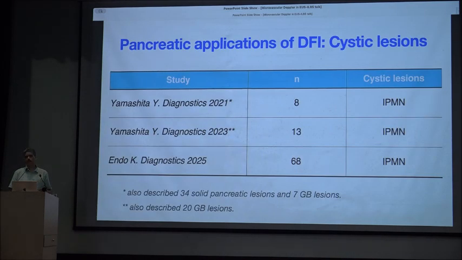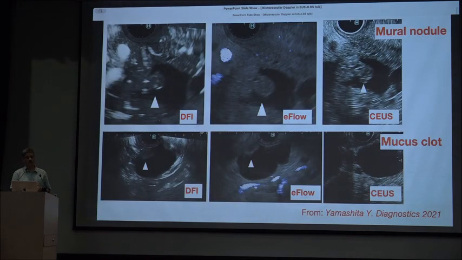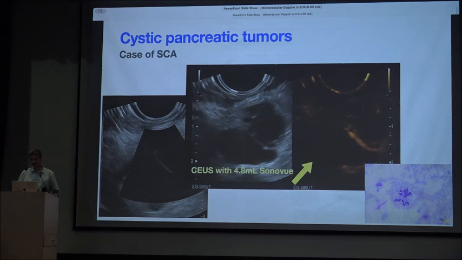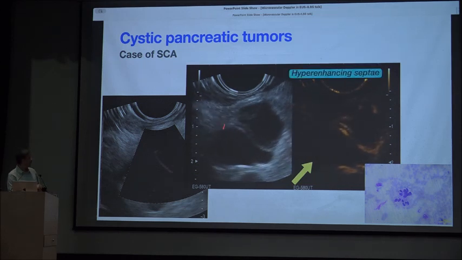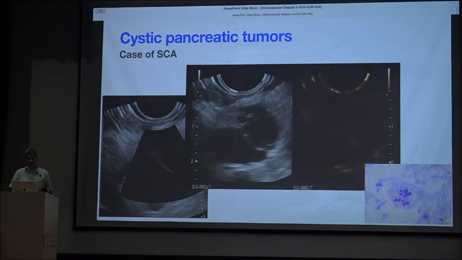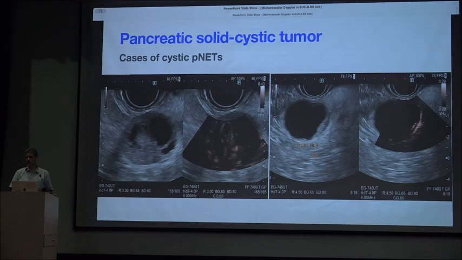Cystic lesions: most of these studies have concentrated on IPMN, the intent being to show vascularity in a mural nodule, and hence say it's a mural nodule and not a mucus clot. That is where all the literature is. But we have been using this quite a lot, and we can show you, in serous cystadenomas, macrocystic enhancement in the septae, and hence neoplastic septae. We also find it extremely useful in neuroendocrine tumors, particularly the cystic type. Even completely cystic ones will show you vascularity on the outside.